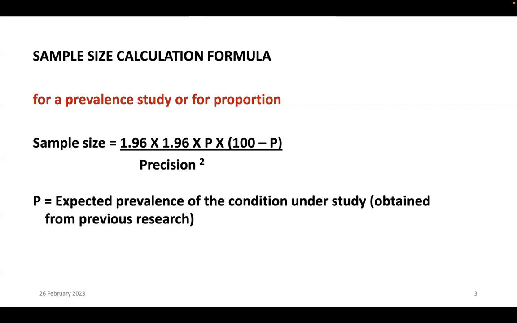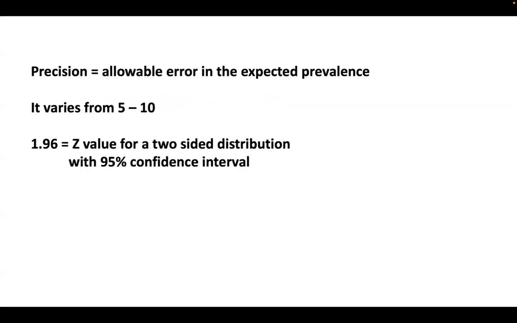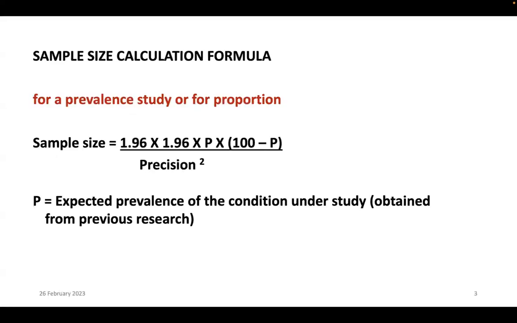P is the expected prevalence of the condition under study, obtained from previous research. Precision is the allowable error in the expected prevalence. It varies from 5 to 10%. One thing I will tell you: sometimes prevalence may be very low, less than 5%. In that case, precision will be relative precision.